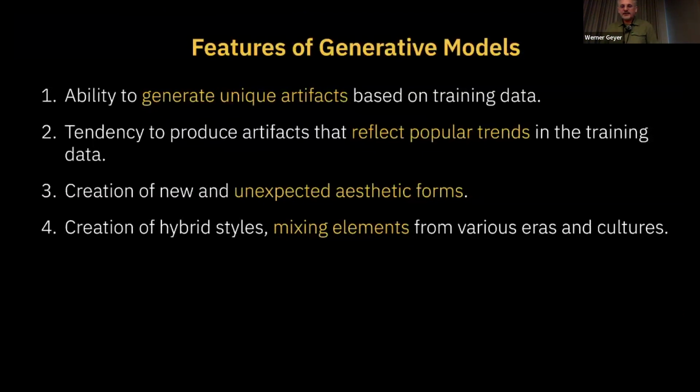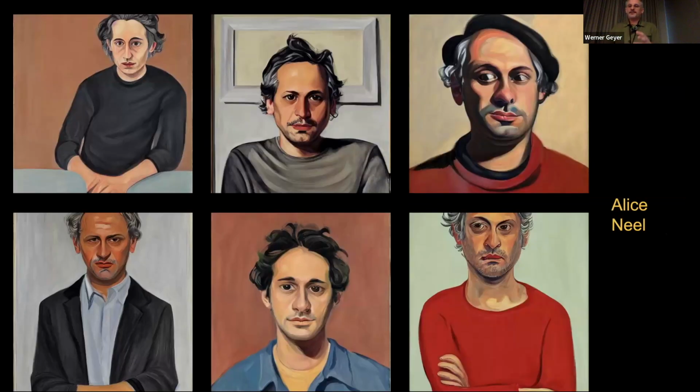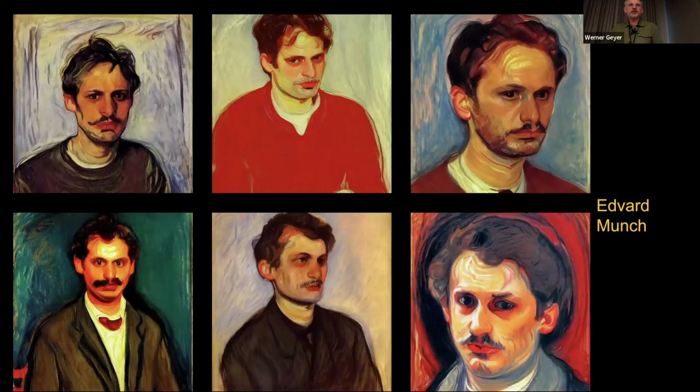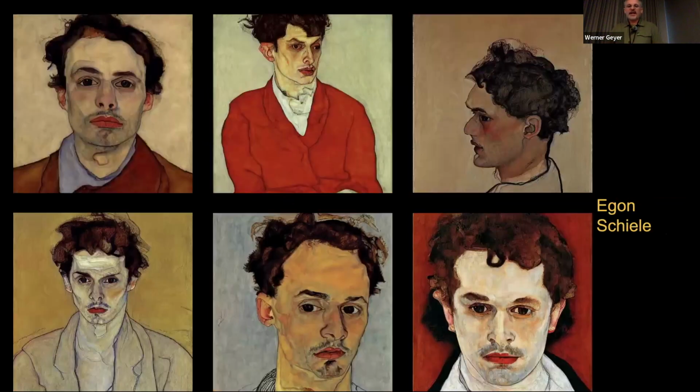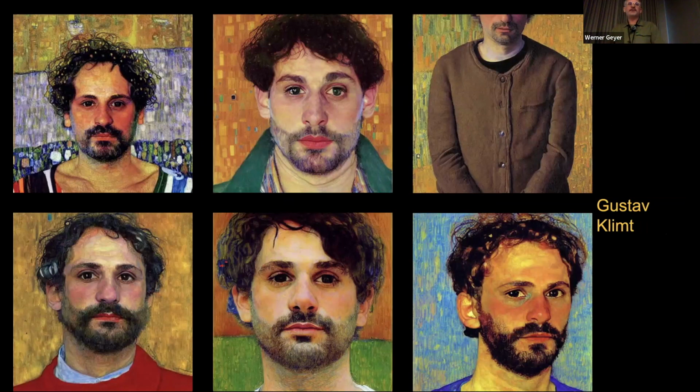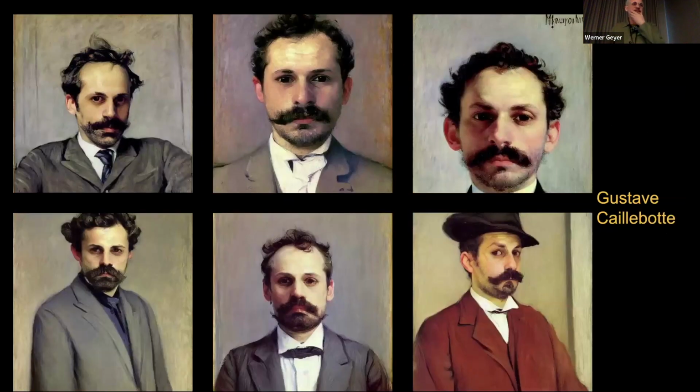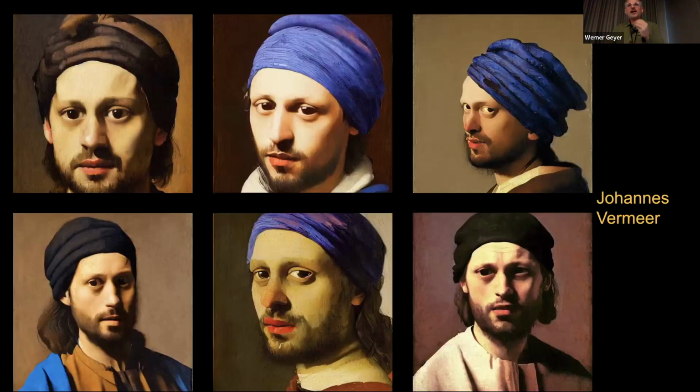Then there is this tendency to mix different elements: different types of era, different types of culture, different types of style. And this is an example of this trend. Essentially it's my portrait, but with the aesthetic of Alice Neel, or my portrait with the aesthetic of Edvard Munch, and so on. When you're watching my portrait, I'm here in front of you with the same type of mustache. I use this example because it's a bit more powerful with myself. Yeah, this is me with a Vermeer touch.